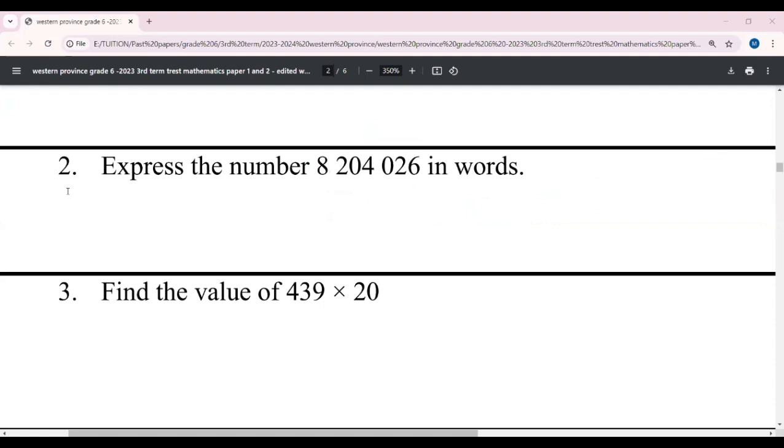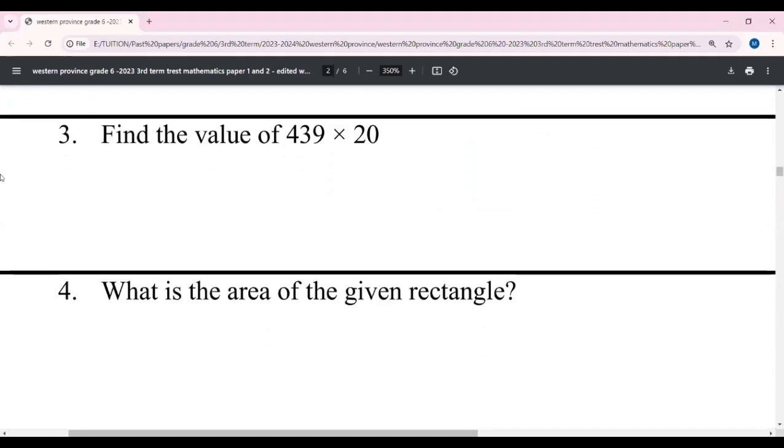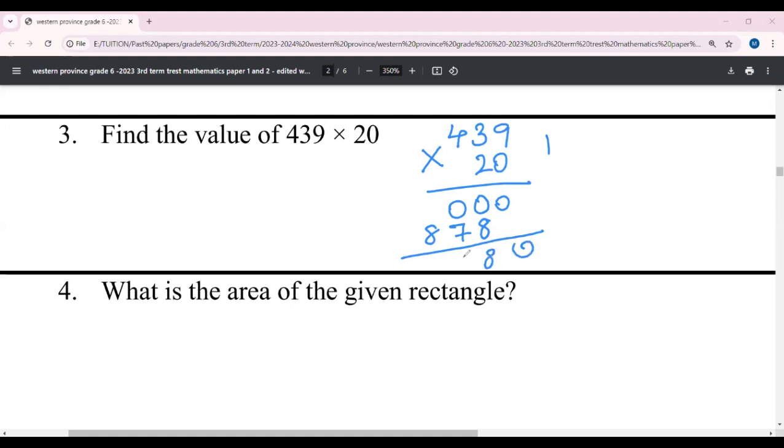Okay, let's go to the next one. Find the value. So this is very simple. You can multiply the same way like this. 439 into 20. So you just follow the conventional method. 0 into 9 is 0, 0 into 3 is 0, 0 into 4 is 0. 2 into 9 is 18, 1 carries. 2 into 3 is 6, 6 plus 1 is 7, 2 into 4 is 8, right? Then you add all this and you get the answer. Your answer is 8,780, right? So this is going to be your answer, right?